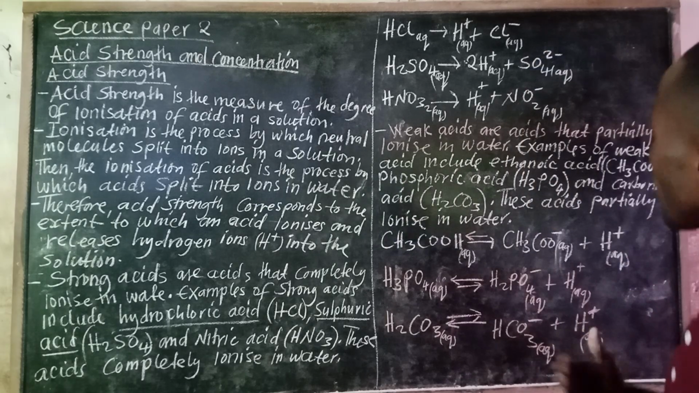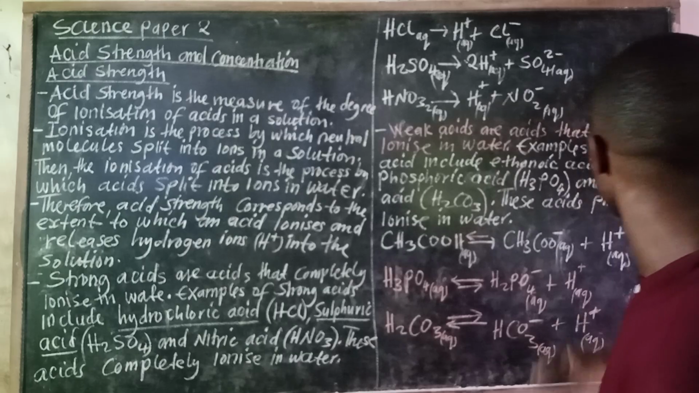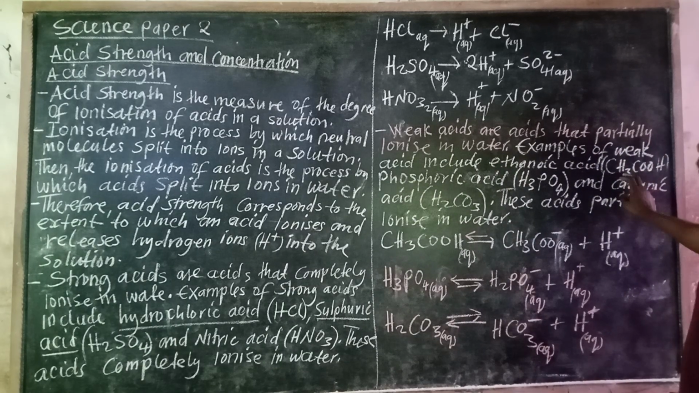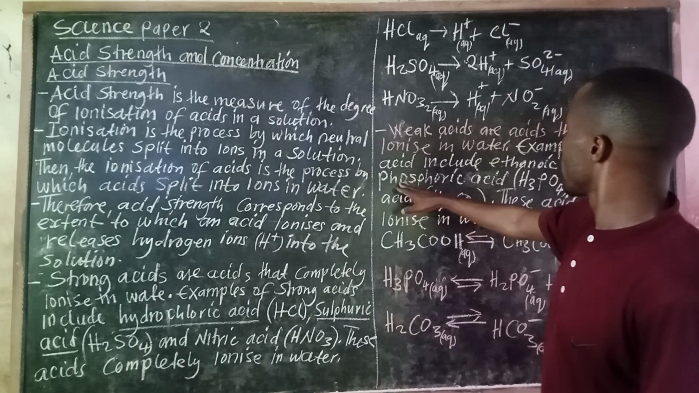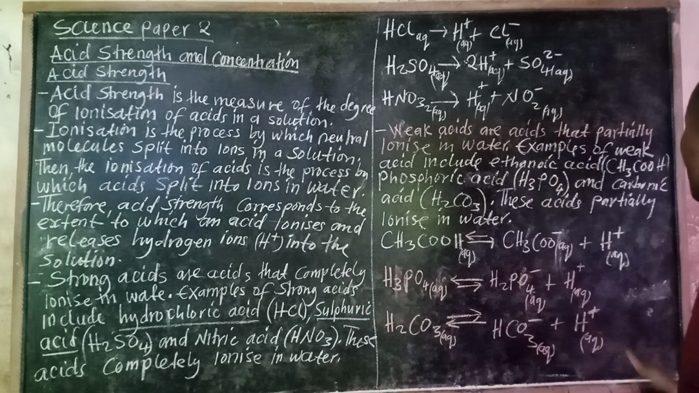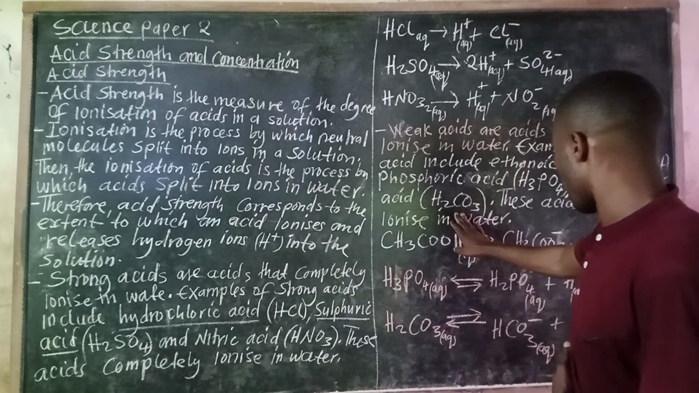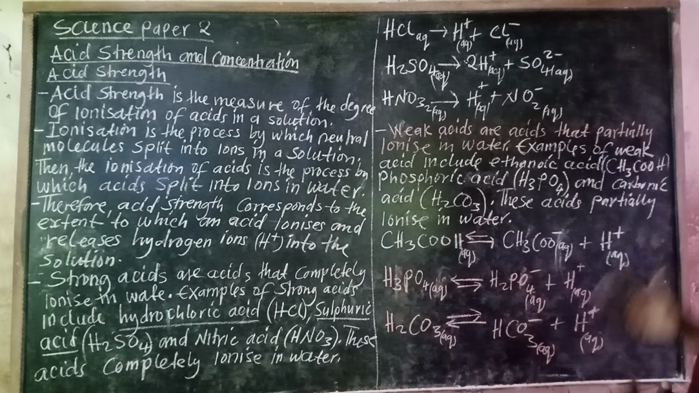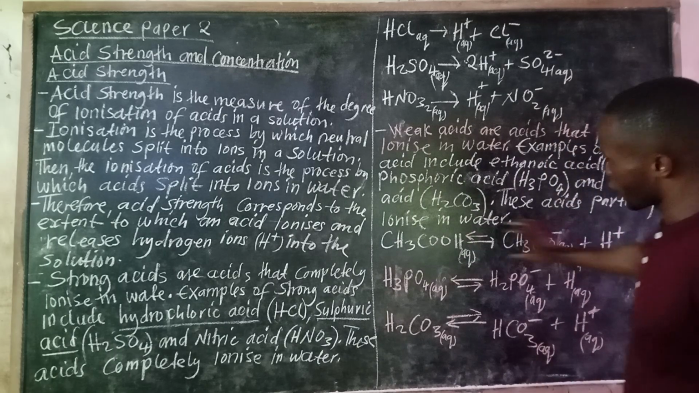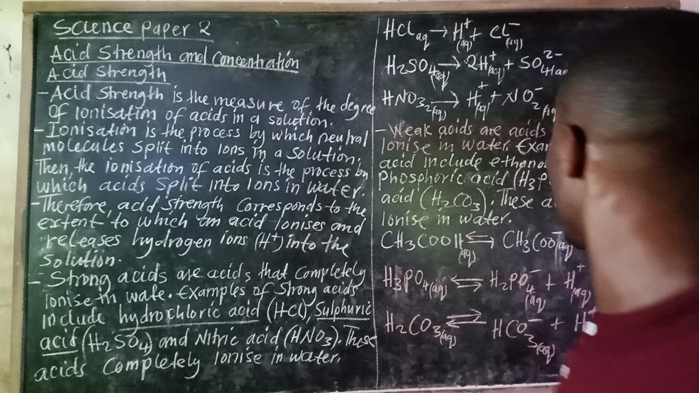Okay, so examples of weak acids, we have ethanoic acid, which is given in this chemical formula. Then phosphoric acid, this is the chemical formula for phosphoric acid, and carbonic acid. Okay, so these acids partially ionize in water. So we have the chemical equations on how they are being ionized in water.